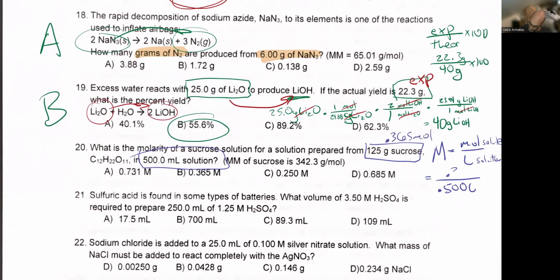So I'm going to put that on top, 0.365 moles. So the number should be less than 1. So 0.365 divided by 0.5 gives me 0.73. So there we go, A. So molarity of 0.73. So again, that's the idea. Yeah, great. And that is that.